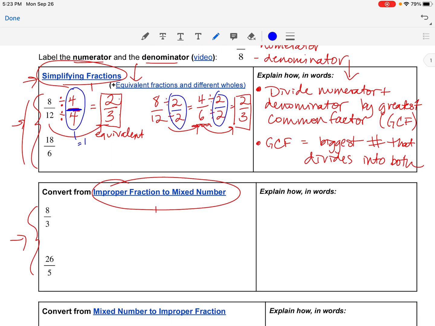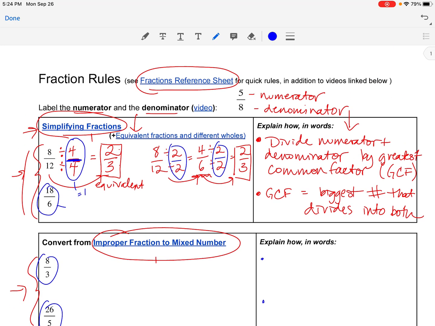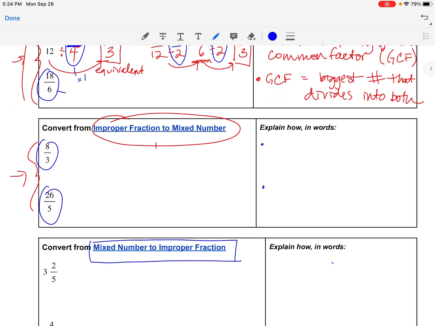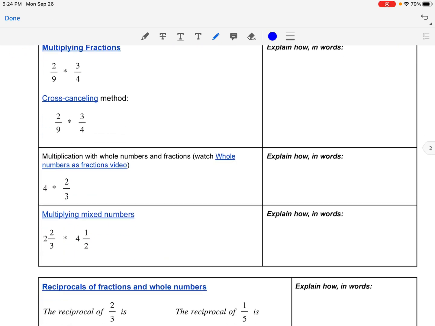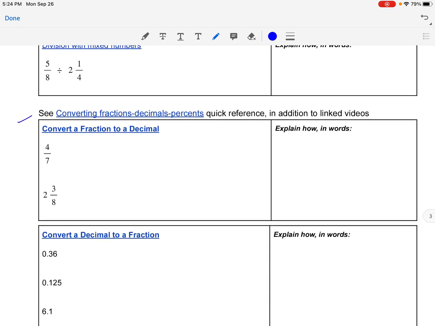So for the rest of this sheet, you still have one here, solve the problems, and then explain how to do them in your own words. Solve, explain. And again, you can click on the videos here, watch and learn how to do it, or get the quicker version of the rules just written out here in the fraction reference sheet. And then that's all fractions.